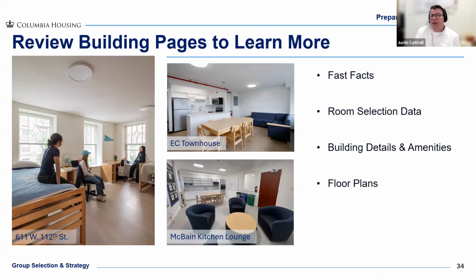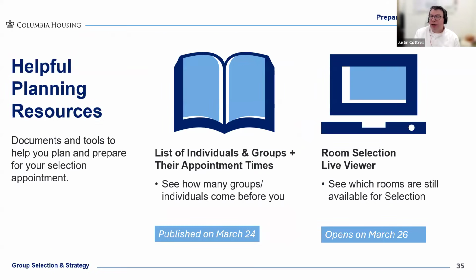Lastly, look at the floor plans to make a list of the specific rooms within a building that you want to select into. This is most helpful if you're particular about where your room is relative to building amenities, like proximity to the elevator or a room that faces a particular street or avenue. These are all things that we've heard feedback about from students, which is why we want to make it available to you. Now, let's talk about the helpful planning resources that we have.